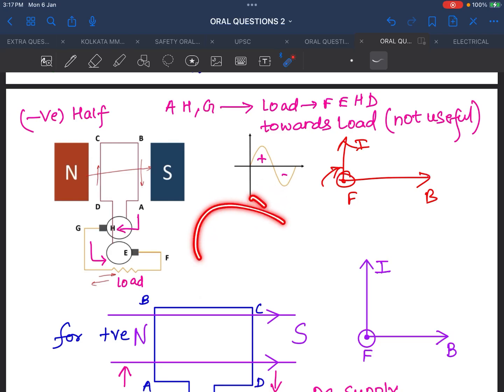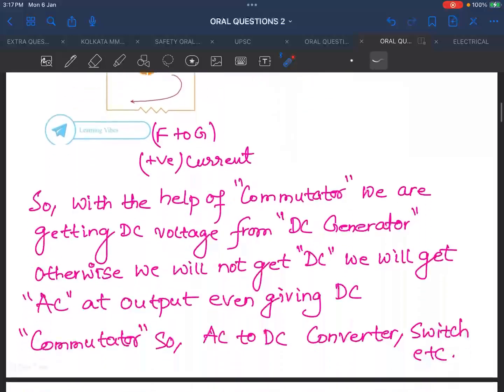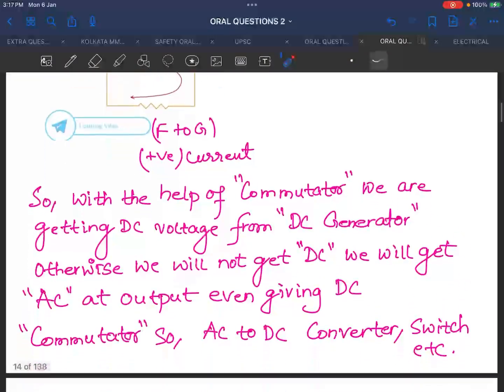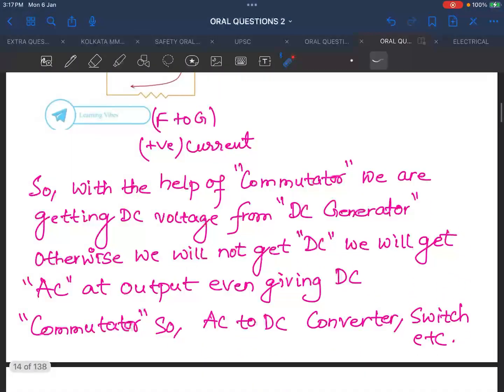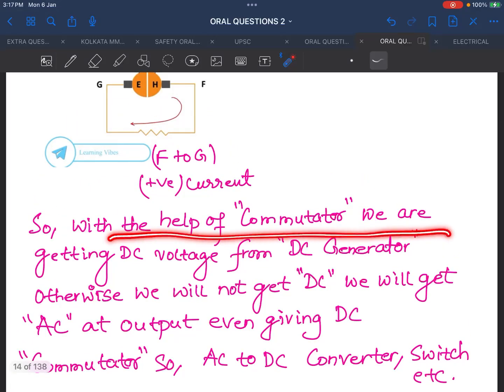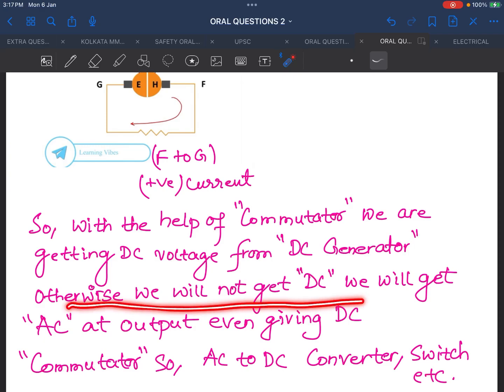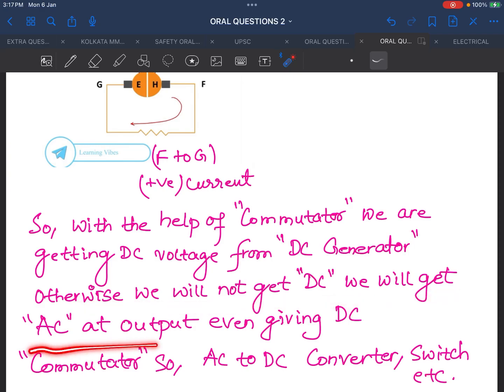This rotor will always rotate and torque will be maintained, and we will get a DC voltage. So now you understand what the commutator is. With the help of the commutator we are getting the DC voltage from the DC generator. Otherwise we will not get DC, we will get AC at the output.